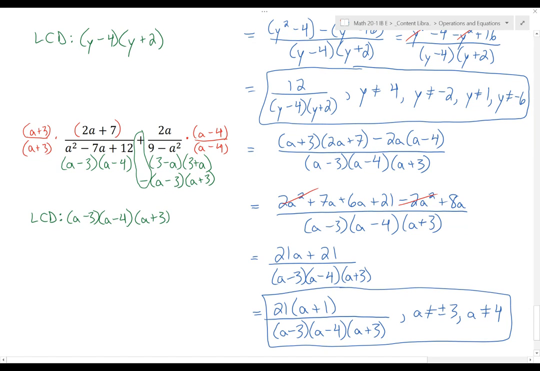All right, addition and subtraction take some effort. Lots and lots of little things you have to be paying attention to. But that's the basic examples.